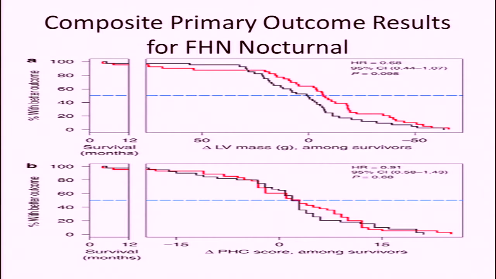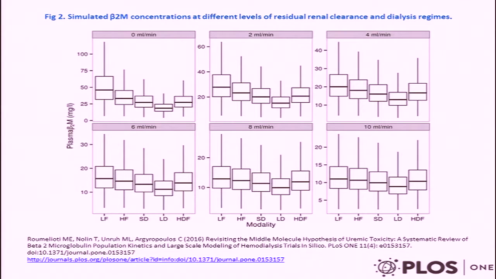Of note, the differences observed in the nocturnal hemodialysis study were a lot attenuated. There was no substantial difference in change in PHQ score among the survivors in this study, and there's really no difference in the PHQ score between the conventional approach and the nocturnal arm. I just wanted to draw your attention to a recent study from one of my colleagues, Christos Argyropoulos and Mary Lena.